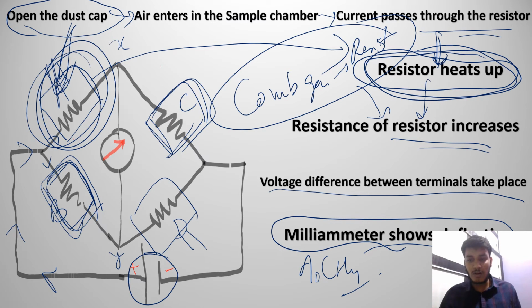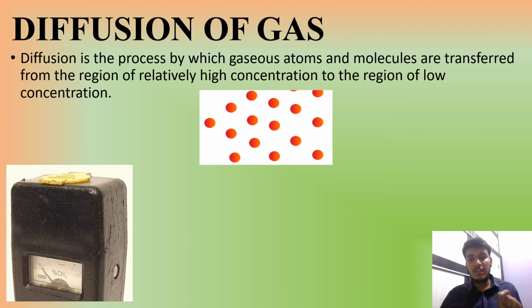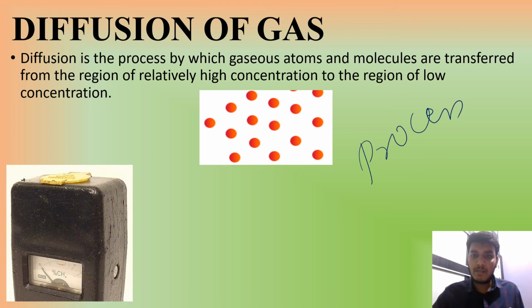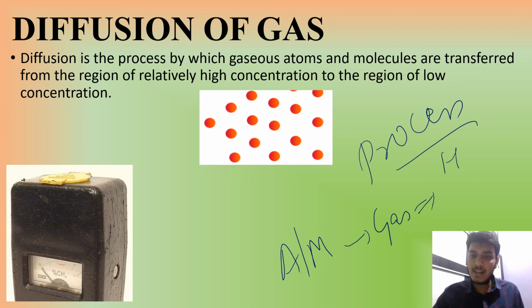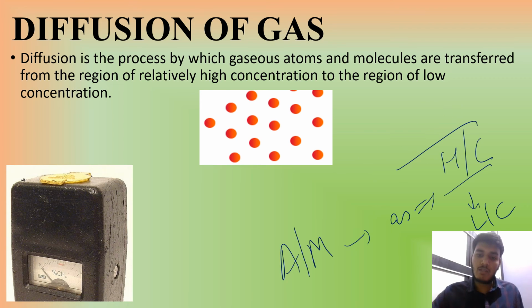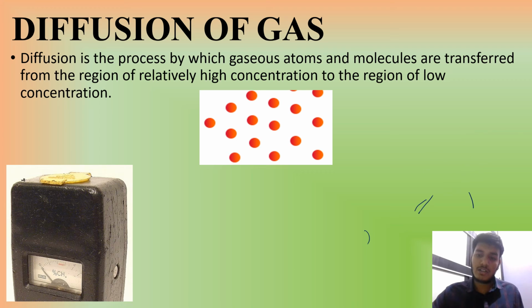Now let's move on to the diffusion of gas principle. As we all know, diffusion is a process by which the atoms or molecules of a gas move from the region of high concentration to the region of low concentration. Now if we are to define what is a high concentration and low concentration, let's see what it is.